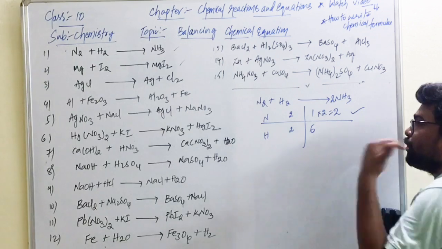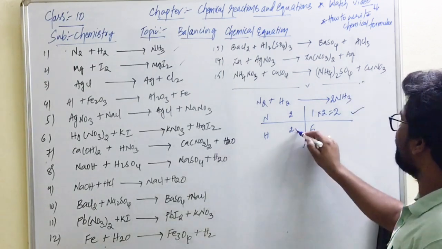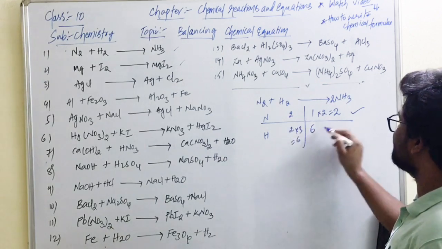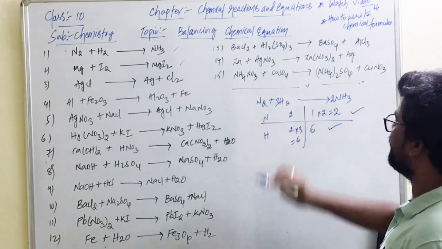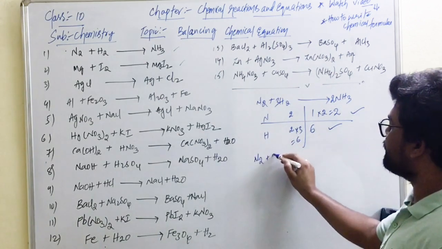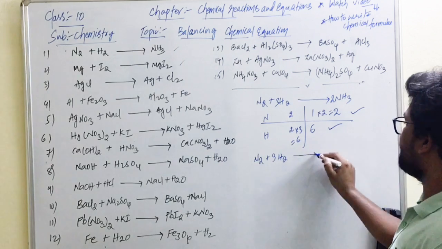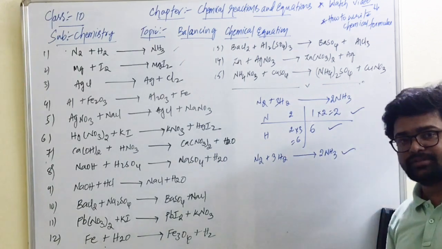So here where do I have fewer hydrogens? On the left hand side. So multiply with 3, I'll get 6. Now hydrogens are balanced. Now place this 3 before H2. Now the balanced equation is N2 plus 3H2 gives rise to 2NH3. Is it clear, students? Yes.